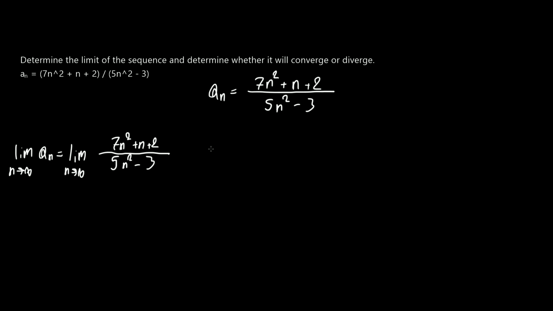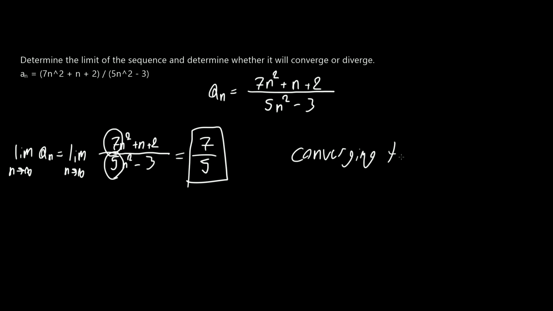If the variable with the highest degree is equal on both the numerator and the denominator, all we have to do is look at the leading coefficient of that variable. So in this case, the leading coefficient for the n squared at the top is 7, and on the bottom it's a 5. And that's all you have to look at. In this case, the answer is 7 over 5. So we can say that this sequence here, a sub n, is going to be converging to 7 over 5. Now let's talk about why this works.